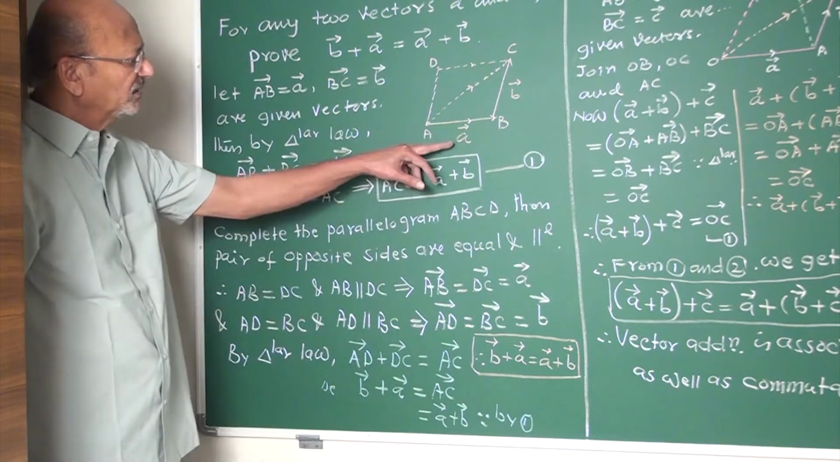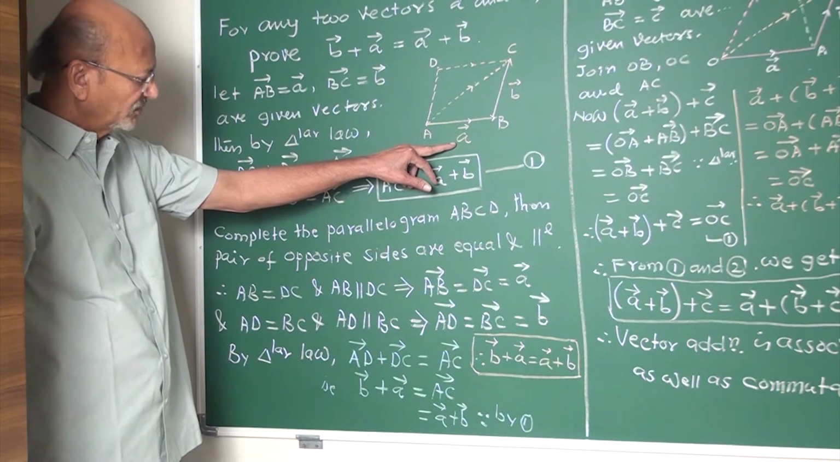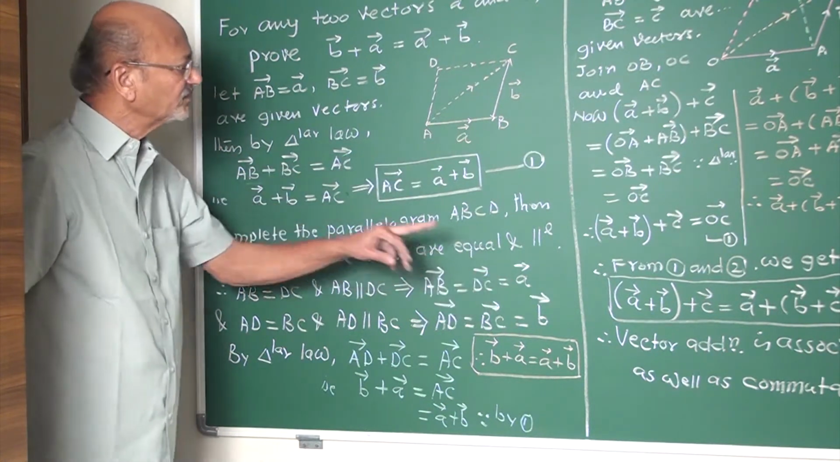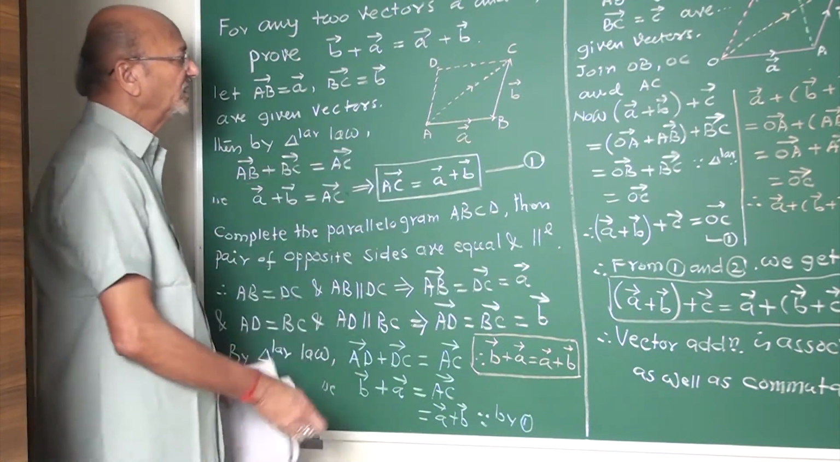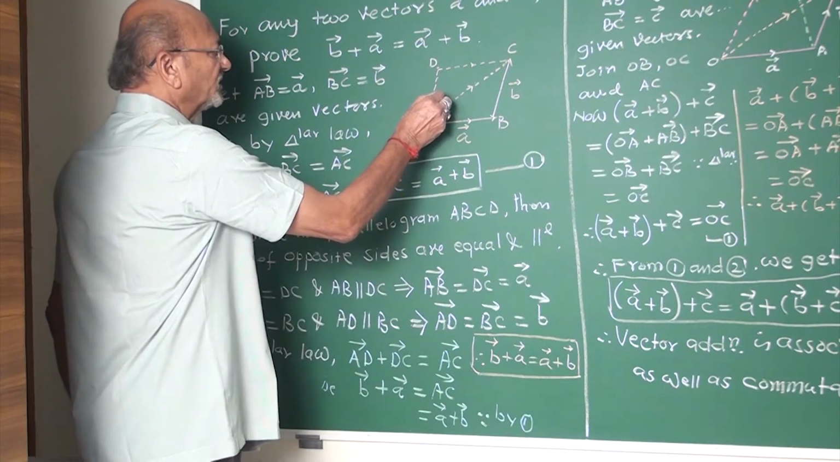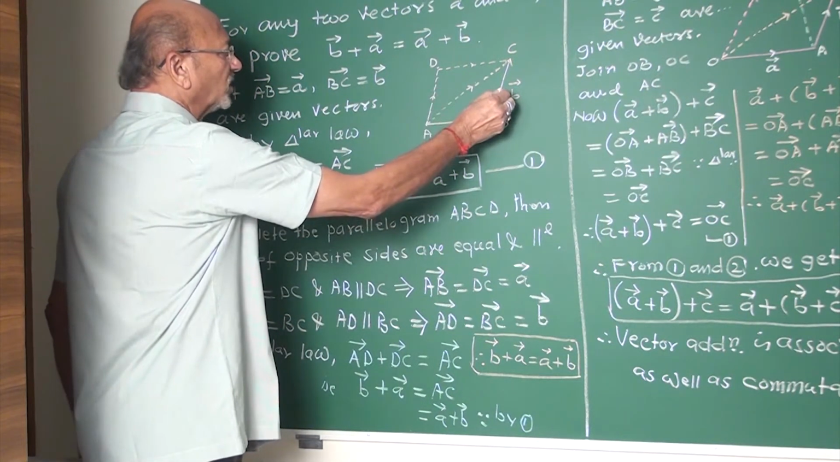But what is AB? AB is A, my friends. Therefore, this is vector A. What is the other pair? AD. This is AD, and AD equal to what? BC.